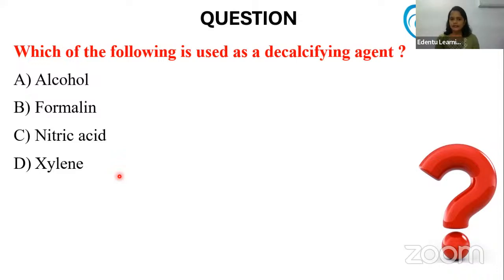So for tissues like bone and teeth, we do a procedure called decalcification. Like the name suggests, it means removing the calcium from the teeth and bone. Once the calcium is removed, the teeth and bone will be very soft, and then these structures will be easy to cut, easy to stain, and easy to look at under the microscope. This procedure is called decalcification, and the agent we use is called the decalcifying agent. According to the four options given, which is the decalcifying agent? Usually we use acids as decalcifying agents.